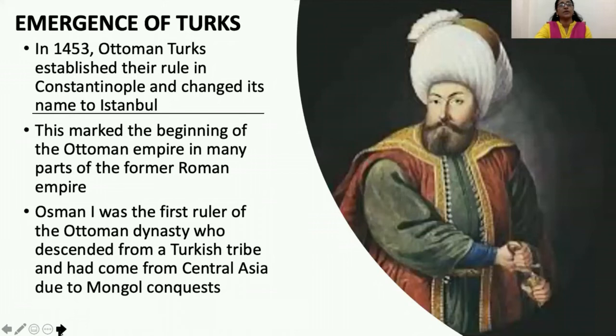Now we will learn about the emergence of Turks. In 1453, Ottoman Turks established their rule in Constantinople and changed its name to Istanbul. This marked the beginning of the Ottoman Empire in many parts of the former Roman Empire. Osman I was the first ruler of the Ottoman dynasty, who descended from a Turkish tribe and had come from Central Asia due to Mongol conquest.